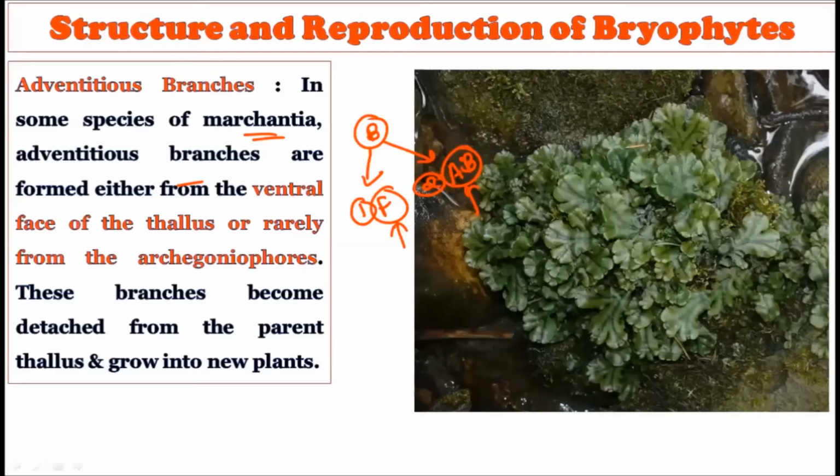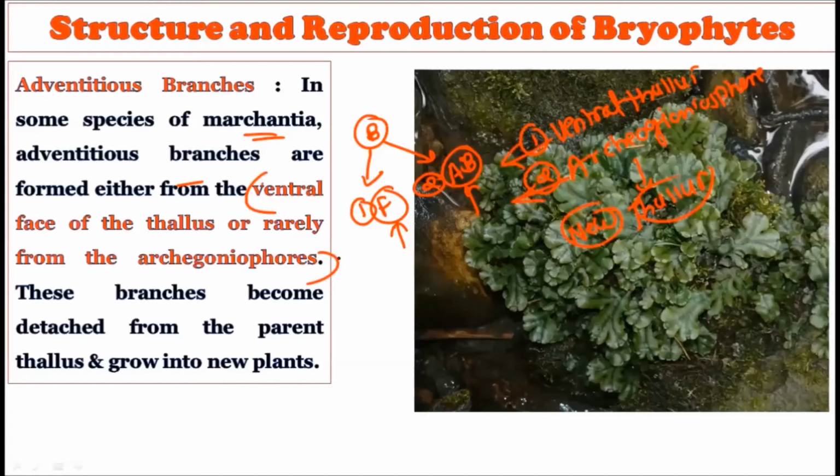It can be born on two structures. First is on the ventral side of the thallus. The thallus ventral side can create these adventitious branches, or these adventitious branches can arise from the archigoniophore. The archigoniophore also creates these branches, and when they separate from the parent plant, they can create a new thallus. New thalli are created by these structures which are formed either on the ventral side of the thallus or from the archigoniophore. So carefully remember where they create these adventitious branches, and when these branches detach from the parent plant, they create new whole thalli.